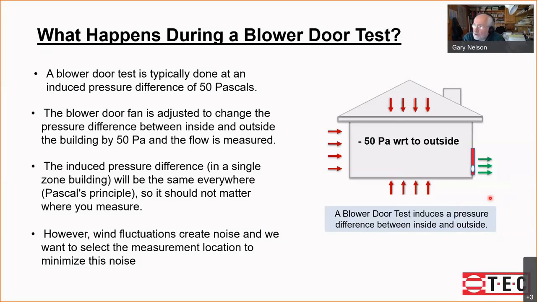However, there's a problem in windy weather. If the wind is fluctuating, there's noise in the outside pressure, and it turns out in the inside pressure, there's noise due to the wind, and the amount of the noise varies from location to location. So ideally, what we would like to do is find the location to sense the outside pressure where we get the smallest variations in the measured pressure differences.